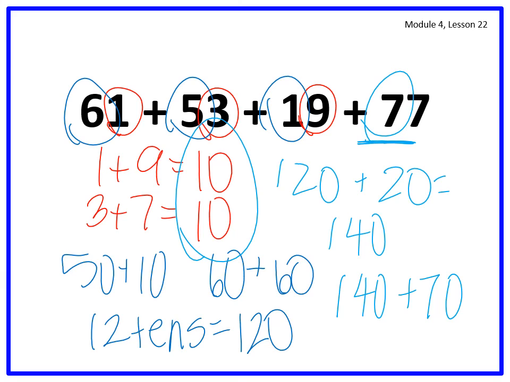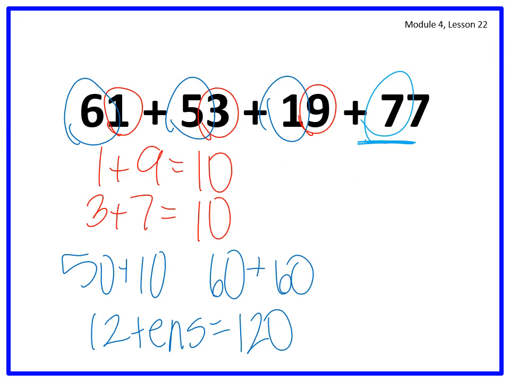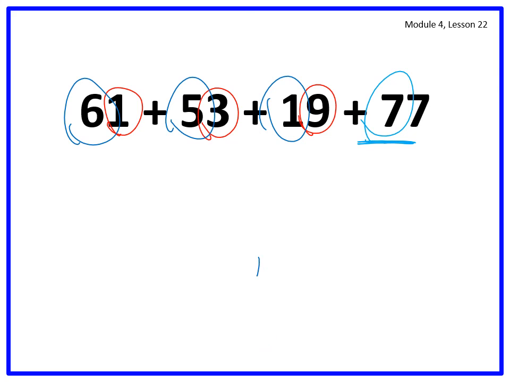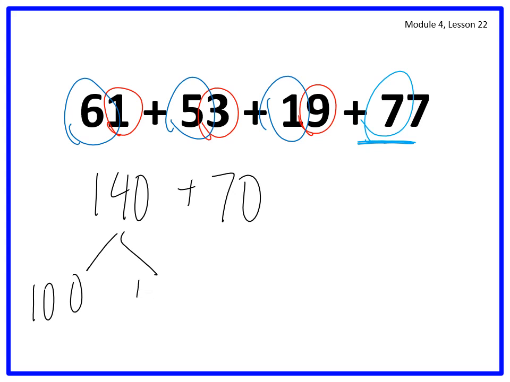This is where it can get a little tricky using mental math. When I see this problem using mental math, I might decide to break this problem up using place value strategies one more time. So let's take a look at 140 plus 70. How can we break that up using what we know about place value? Well, I could take this apart. 100 plus 40 has a value of 140.